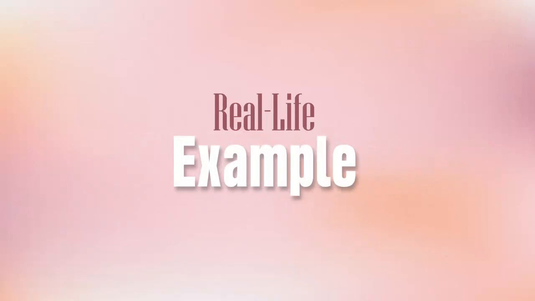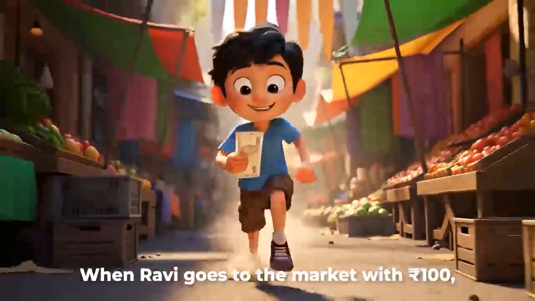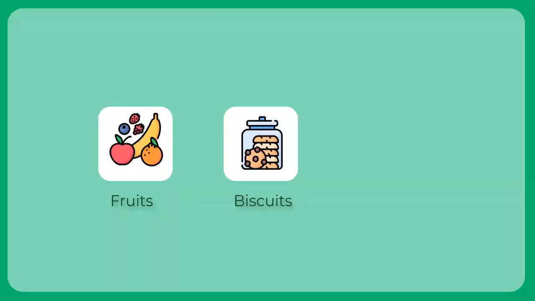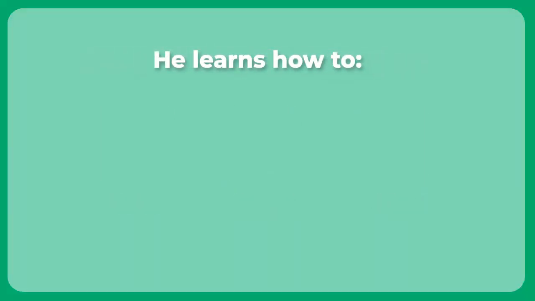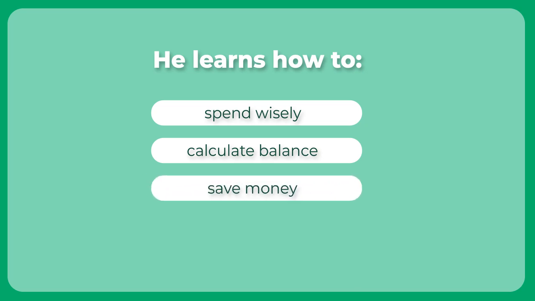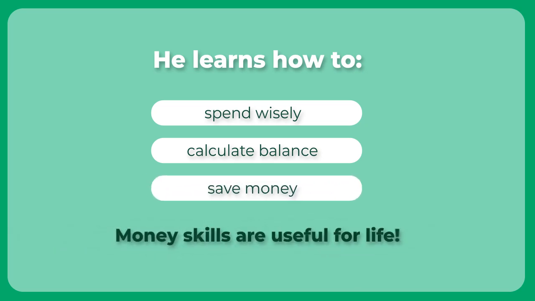Real life example. When Ravi goes to the market with 100 rupees and buys fruits, biscuits, and a toffee, he learns how to spend wisely, calculate balance, and save money. Money skills are useful for life.